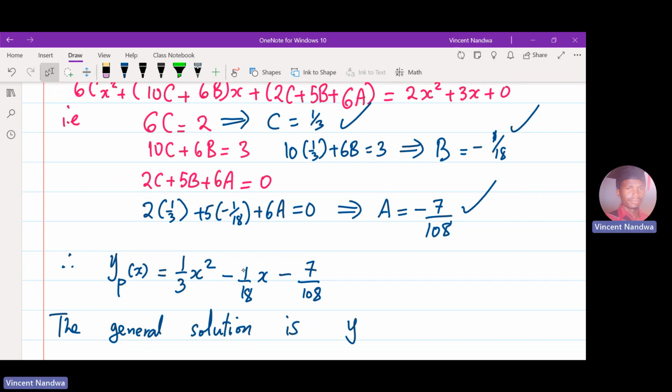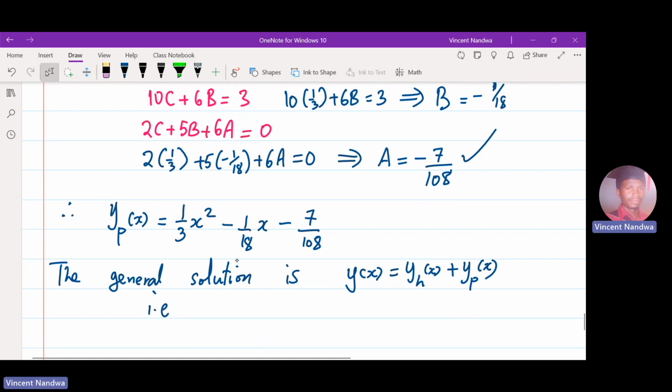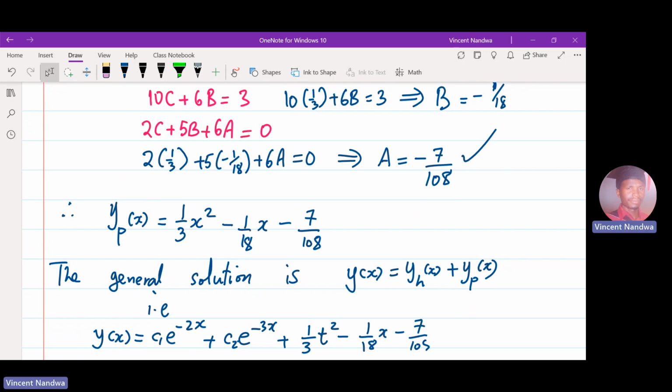So the general solution is Y of X. You take the homogeneous solution, you add to the particular solution. So which means that the solution will be C1 e raised to power -2x plus C2 e raised to power -3x plus a third t squared minus 1/18 x minus 7/108.